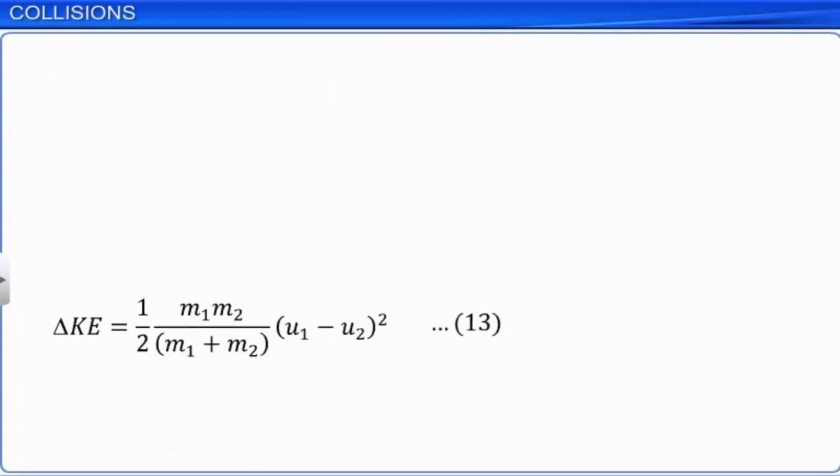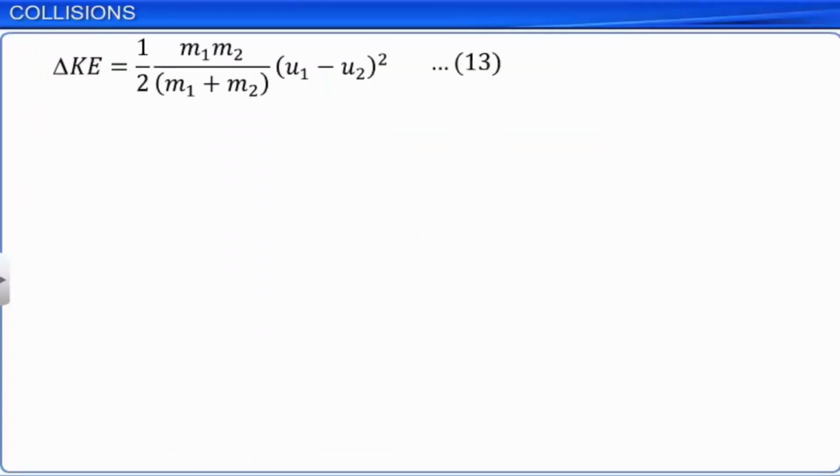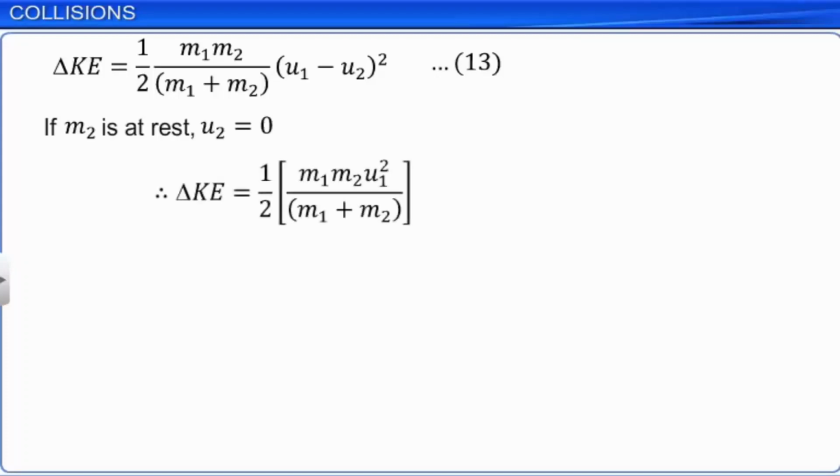In case the second body of mass m2 is at rest before the collision, we have u2 is equal to 0, and then the loss in kinetic energy is equal to half m1m2u1 square by (m1 plus m2).